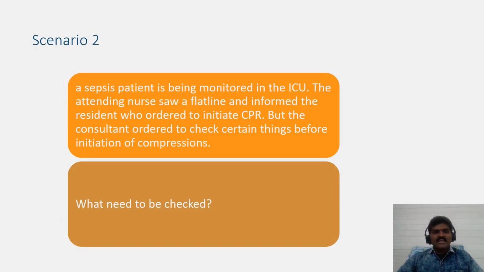Let's look at a second case. Here you have a sepsis patient who is being monitored in the ICU. The attending nurse saw a flat line and informed the resident, who ordered to initiate CPR. But the consultant ordered to check certain things before proceeding into the asystole limb, or the non-shockable limb, of the ACLS protocol. Can you imagine what the consultant would have told the resident to check?